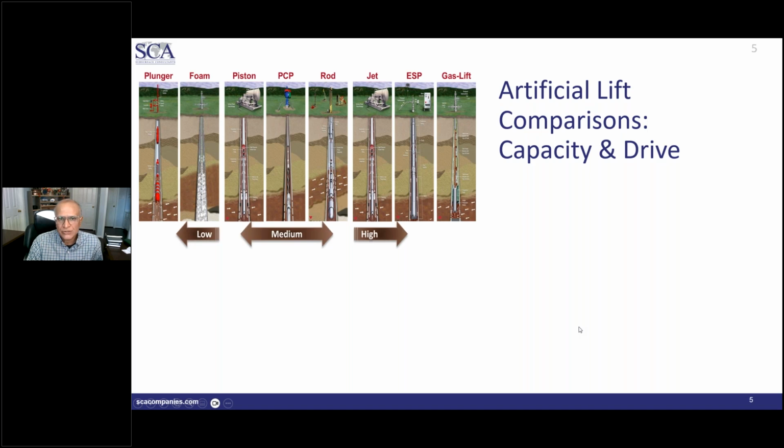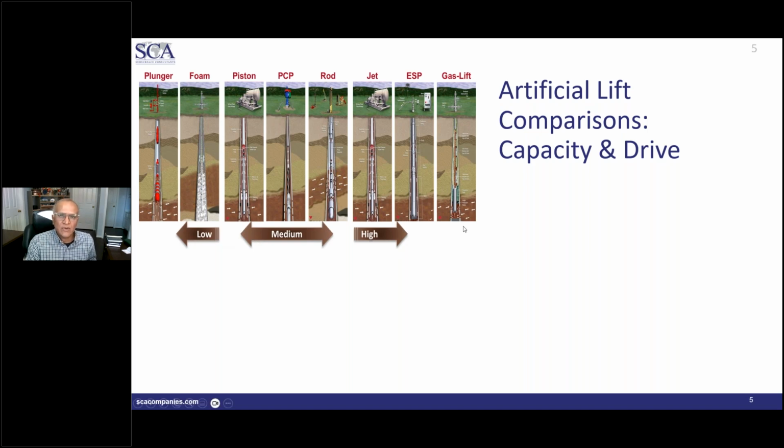Just in broad brush strokes, we can subdivide these lift methods in terms of their capacity. On the right side here, when we look at the jet pump, ESP, and gas lift, they are typically higher volume lift methods. And on the left side are the plunger and foam lift, which are low volume methods. And in between, we have medium. So when I say low, high, and medium, we have to keep in mind, we are looking at more than 800, 1,000 barrel type of, which will fall under the high. Upper end could be as high as 30 or 40,000 barrels per day of liquid. And lower end, we are typically talking about less than 50 barrels per day.